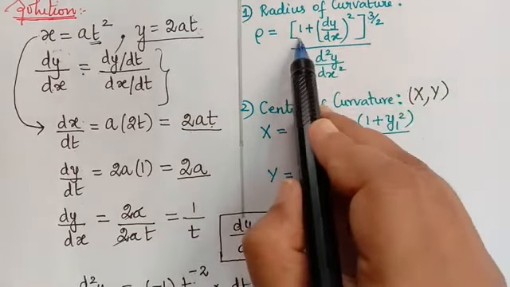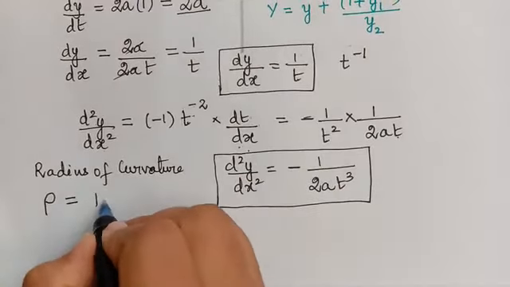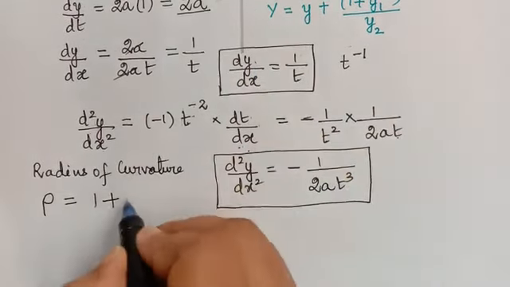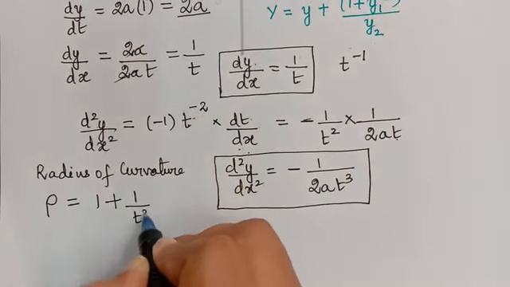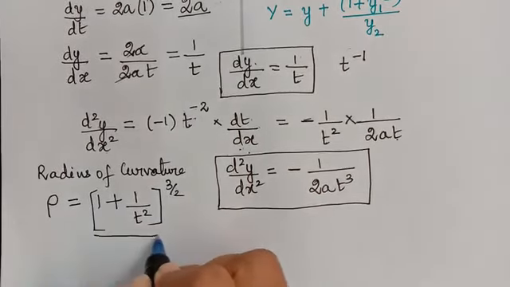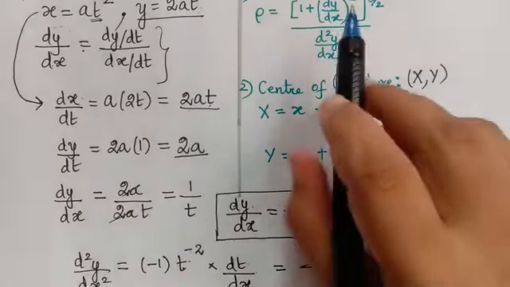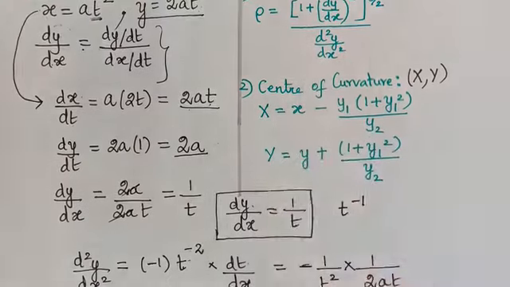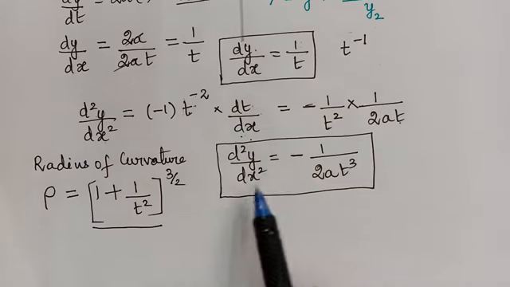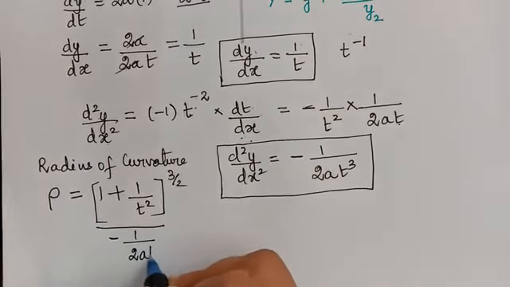So first it will be 1 plus dy by dx squared. What is dy by dx? It is 1 by t. So 1 plus 1 by t squared, the whole to the power of 3 by 2, divided by d squared y by dx squared, because that is the formula we have already written. So that we have to substitute here. What is d squared y by dx squared? It is negative 1 by 2a t cube.